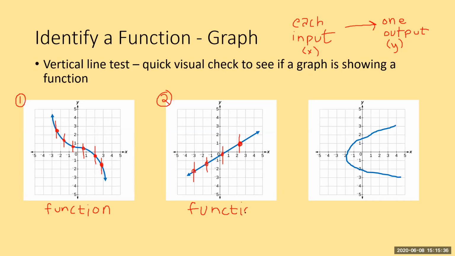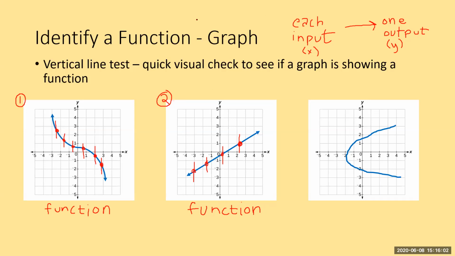So functions can come in all different shapes and sizes, right? A function isn't about being like a straight line or a curvy line or a series of points. It is about the special relationship between input and output. So even though graphs 1 and 2 look very different, that's okay. They're just two different functions.